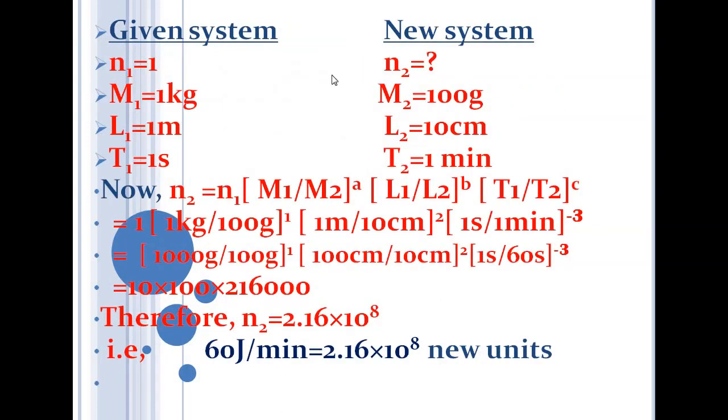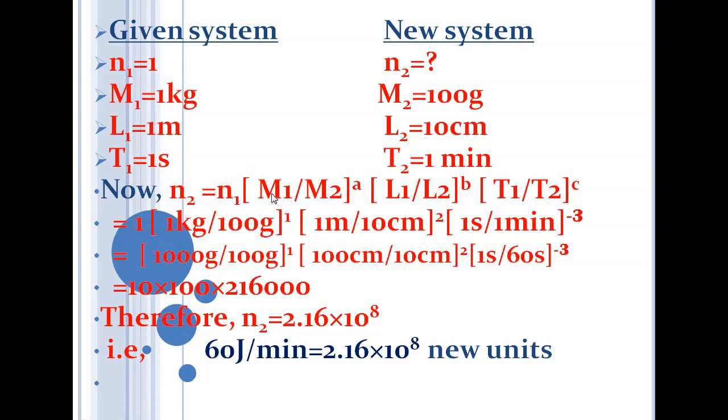Now let's convert from the given system to the new system. n1 equals 1 is given, m1 is 1 kg, l1 is 1 meter and t1 is 1 s for the SI system, that is joule per second. Now we have to convert to the new system and find the value of n2. m2 is mentioned, that is 100 gram, l2 is 10 centimeter and t2 is 1 minute as the new fundamental units. Now use the relation n2 equals n1 (m1 by m2) power a, (l1 by l2) power b, (t1 by t2) power c. Just replace the values.